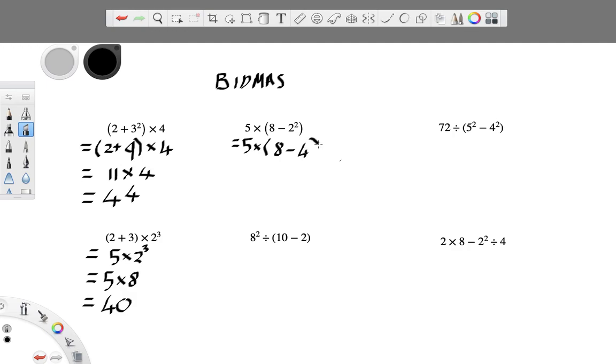Now we're in a position to solve that bracket. So again, we'll leave the 5 and the multiplication because we haven't done anything with it. So 8 minus 4, which is 4. Again, we can get rid of the brackets now because we've worked the value of 8 minus 4 out. So we move to division. Have we got any division? We don't anymore. Have we got multiplication? We have. So 5 times 4, which is 20.